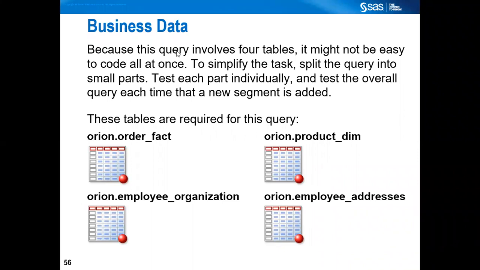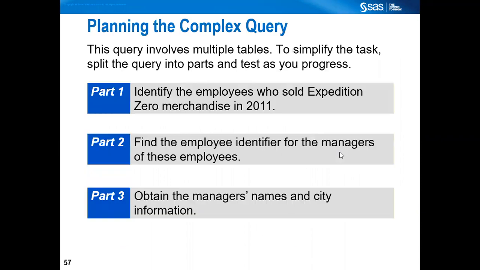So it's telling us in this business scenario, because this query involves 4 tables, it might not be necessary or easy to code all at once. So to simplify the task, split the query into 2 parts, test each part individually, and test the overall query each time a new segment is added. So let's split. First part, identify those employees who sold Expedition Zero merchandise in the year 2011.